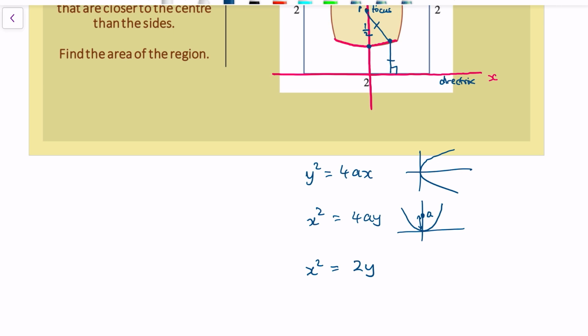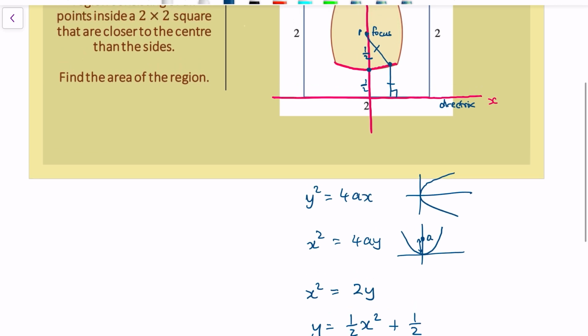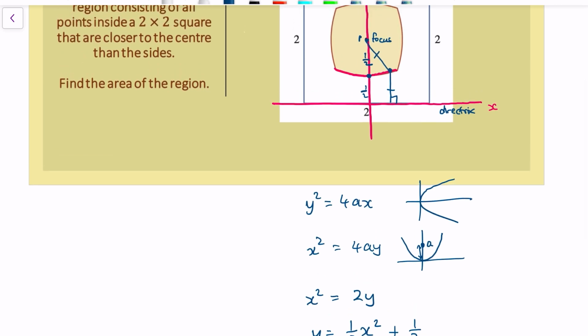We also know that the parabola is moved up a half from the x-axis, so if we have y equals a half x squared, which is the rearrangement of x squared equals 2y, then we need to add a half to it. And that there is the equation of the parabola that we have. Of course we could consider the other sides as well, but we don't need to find those equations if we are just using the symmetry of the shape.